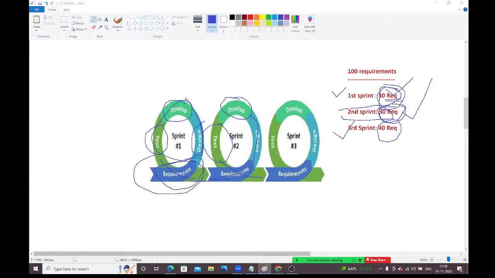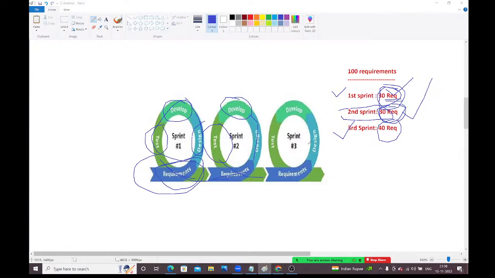In waterfall methodology, client interactions are very, very less, and there is very high risk. But coming to agile methodology, guys, we are not going to deliver the project in a single shot. We are going to divide the project into several sprints, and sprint-wise we are delivering.